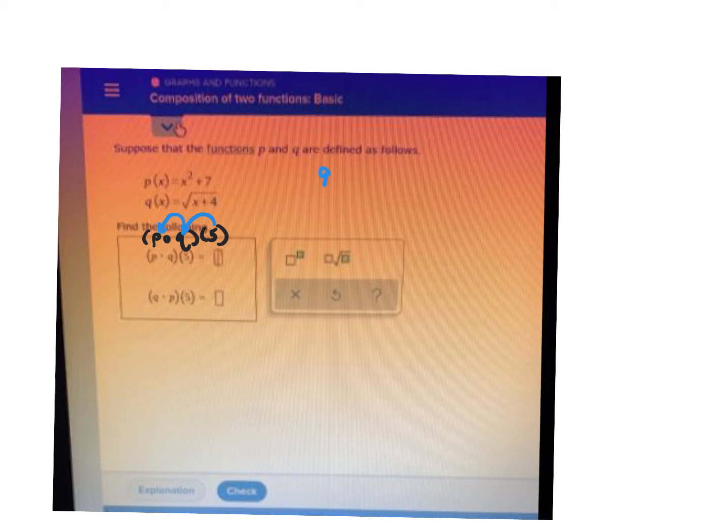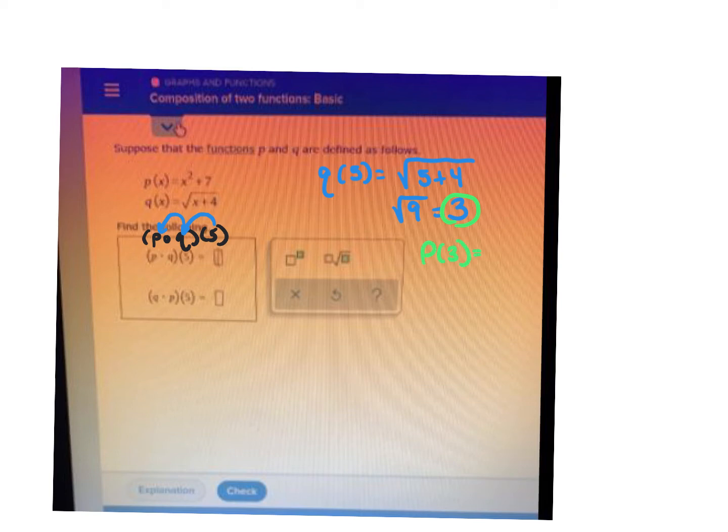So the first thing I'm going to do is find the q of 5, which is the square root of 5 plus 4. Now 5 plus 4 is 9, so this gives me the square root of 9, which is simply 3. But now I want to take that value of 3 and plug it into the other function, p. So now I want to figure out what p of 3 is.